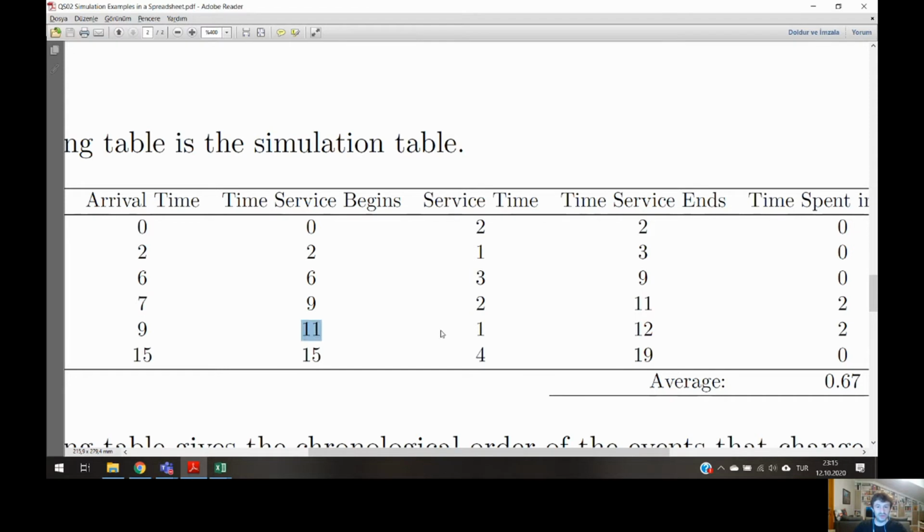And this 11 here is calculated as the maximum of 11 and 9, and this 15 here is calculated as the maximum of 12 and 15. Now, we can determine the time that the service begins for a customer, and by adding the service duration to that customer's service beginning time, we can calculate the service ending time. By this chain reaction, we can calculate the time that the service begins and the service ends for each customer.